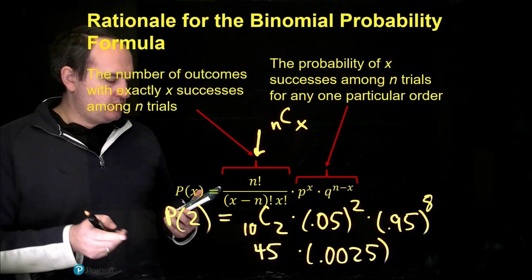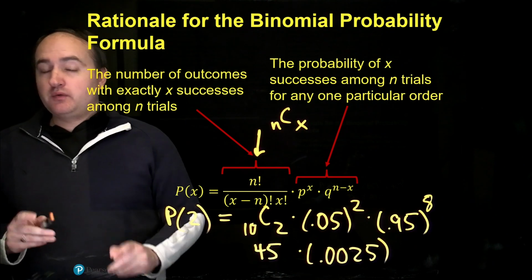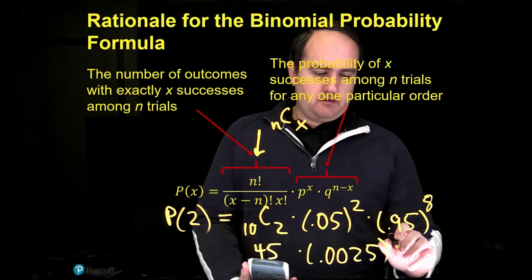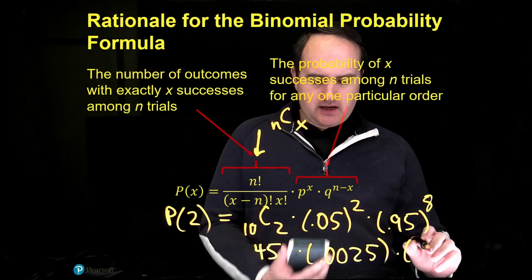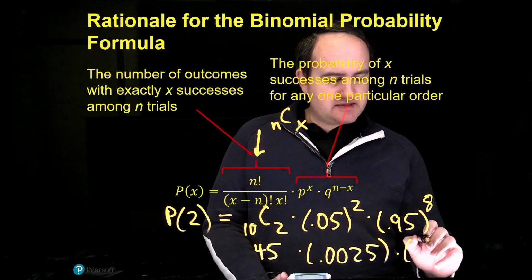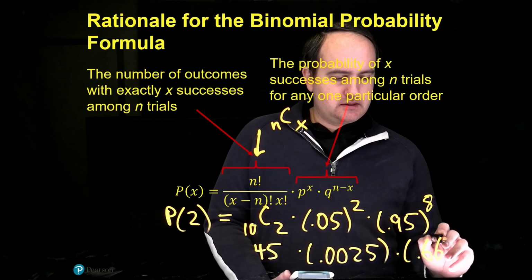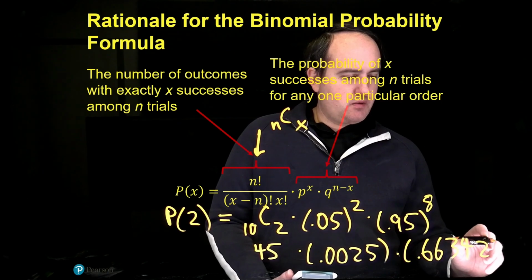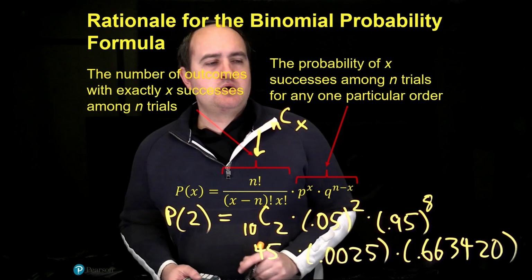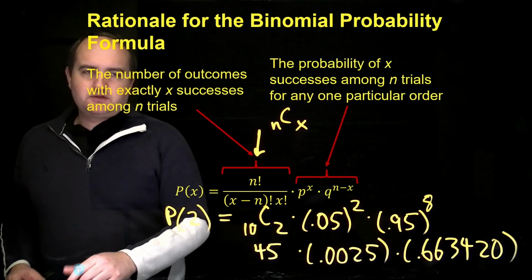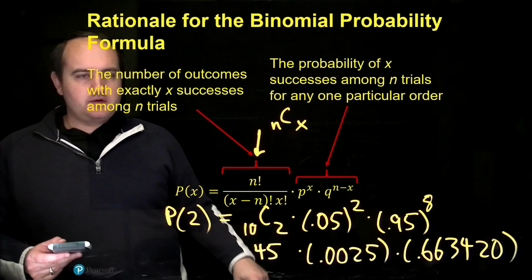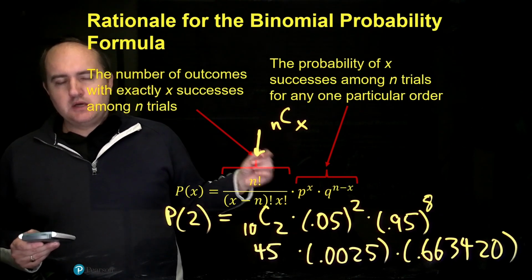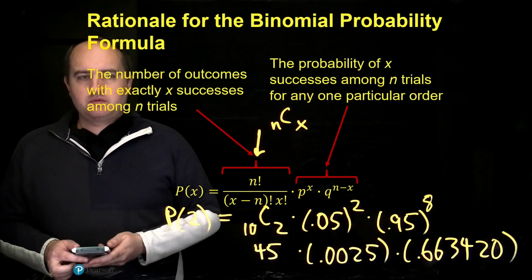Unfortunately, this number has a lot more digits, and I don't want to really round until the end, so I'm going to write out a bunch of digits. So here, for 0.95 to the 8, I'm going to go ahead and write out as many digits as I can. So 0.663420. That should be enough digits. So I'm just writing out a lot of digits so that I don't have what's called a rounding error. You don't want to round the individual parts of a formula. You only want to round your final answer.